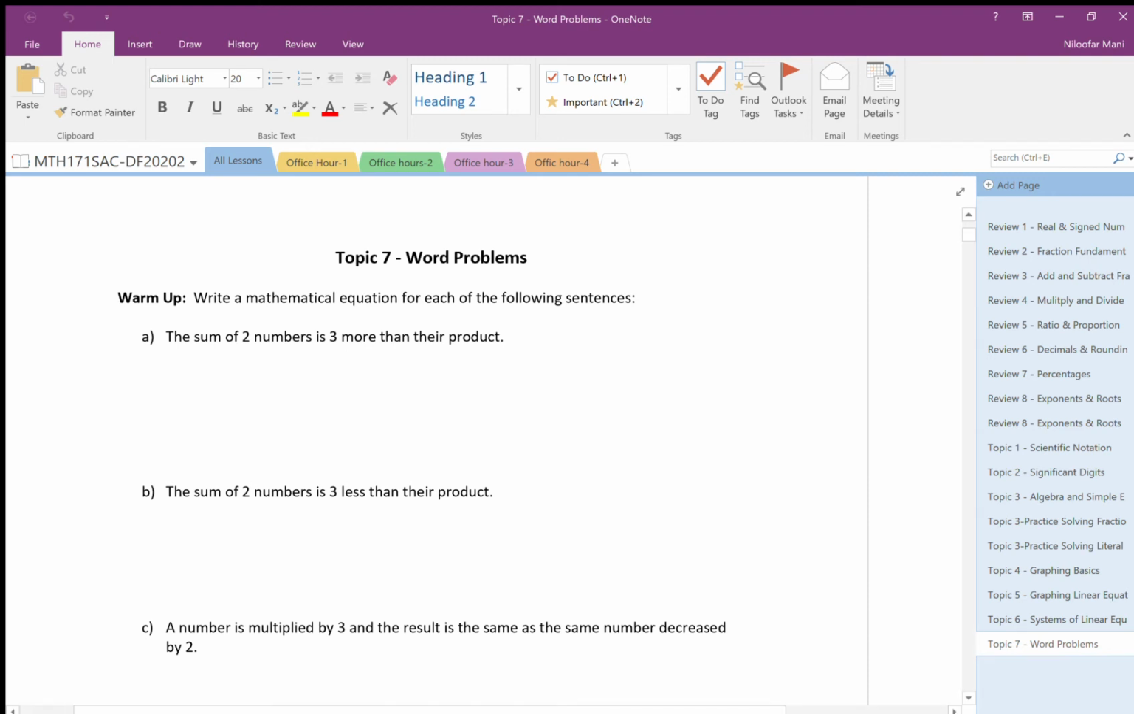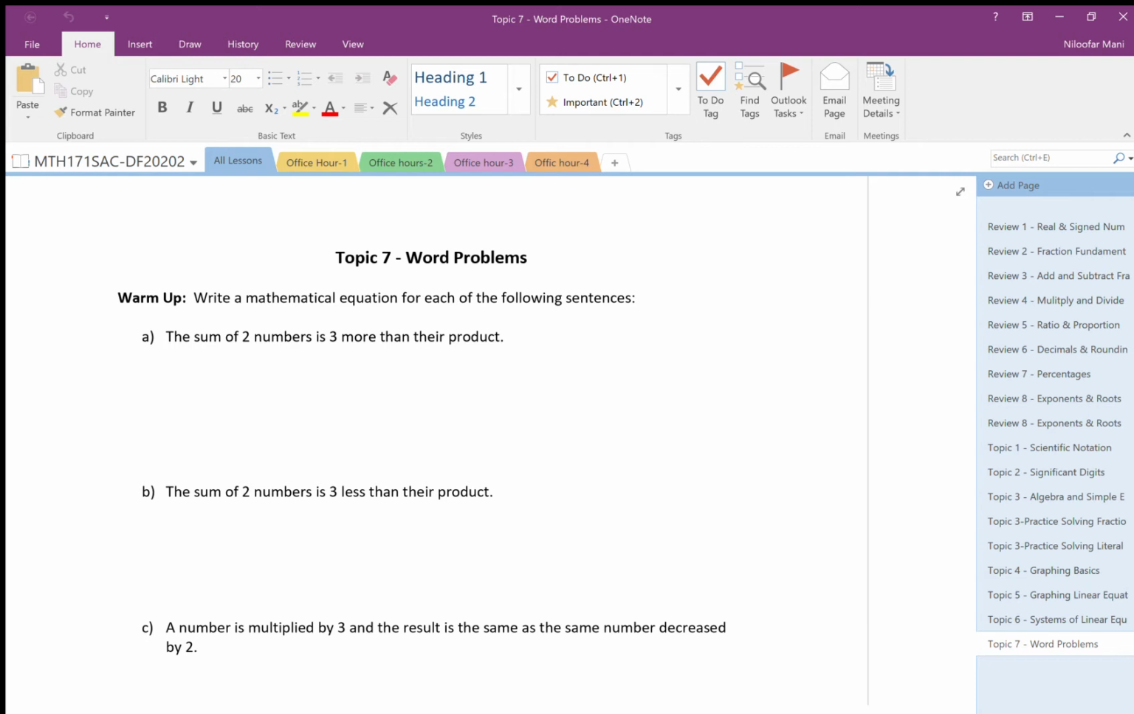Hi everyone. So I continue on the lesson. We are right now going to start topic 7, which is word problems. You can have infinite number of questions, and many different types of questions. And here we are going to talk about some of them, and we are going to do several examples.